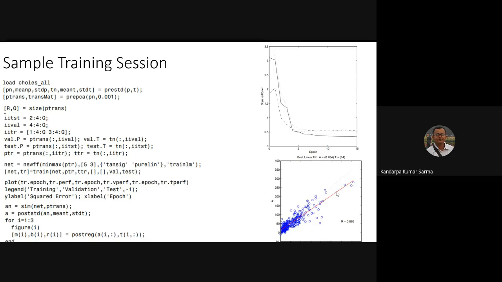So we find that roughly around that discrimination line, the cholesterol types, three types, since there is this class 3. See, there are three classes of cholesterol distributions. They are grouped roughly around that discrimination boundary. So this is how we can run a sample training session.